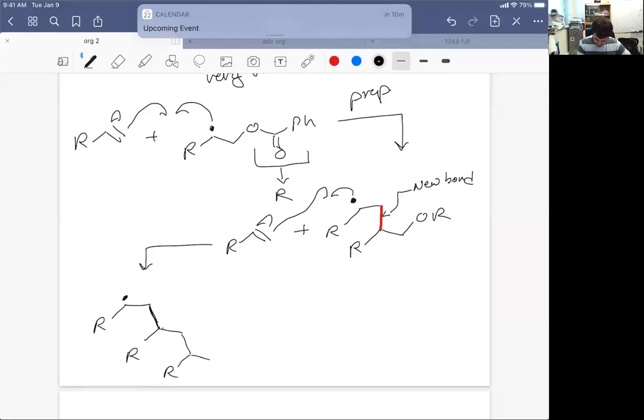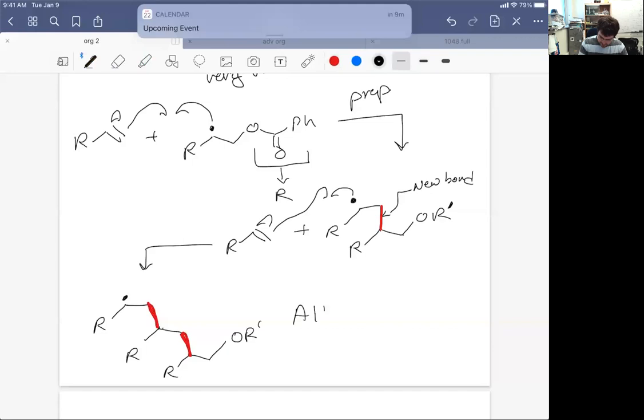So now, in every case, I should make this OR and OR prime, so that we separate the R's from the R's and make sure they're not the same. Okay. So I added just a little prime. That's not the part I want you to focus on. I want you to instead focus on the fact that we form a new bond again. And so what we're doing is we're connecting alkenes to what is now a growing radical chain.